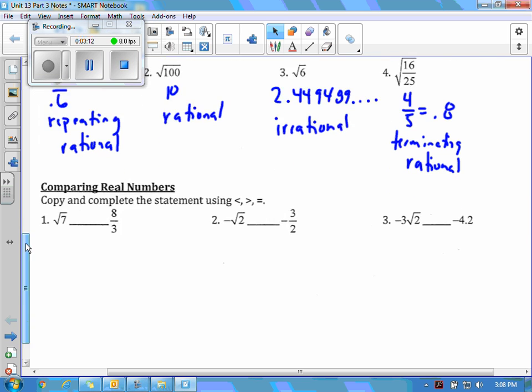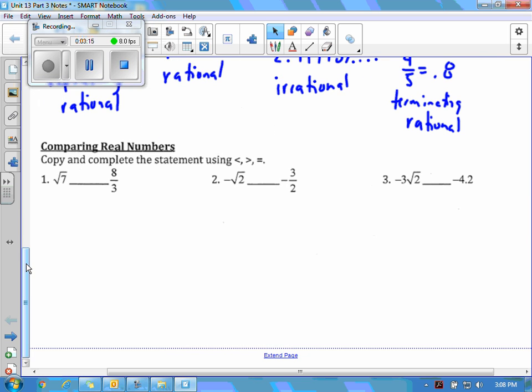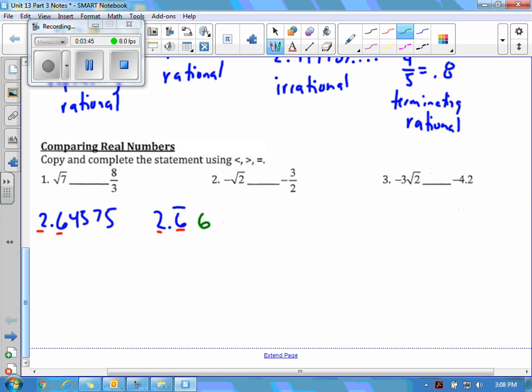The next thing we have is comparing real numbers. Copy and complete the statement using less than, greater than, or equal to. We're going to want to turn these all into decimals and go from there. The square root of 7 is 2.64575, and then it goes on forever. 8/3, when you divide that, is 2.6 repeating. These numbers are the same at the 2, the same at the 6, but then the second one is repeating, so it would be 6 again, which is bigger than this 4. So we would say that the square root of 7 is less than 8/3. We're always going to eat the big one.